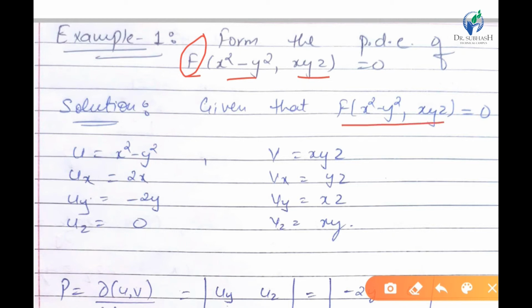The first portion will be u and the second portion we will name v. So u equal to x square minus y square and v equal to xyz. Since we need all the differentials, here we will find ux, uy, uz and vx, vy, vz. ux will be 2x, uy equal to minus 2y and uz equal to 0. This is simple differentiation. Now vx will be equal to yz, vy equal to xz and vz equal to xy.